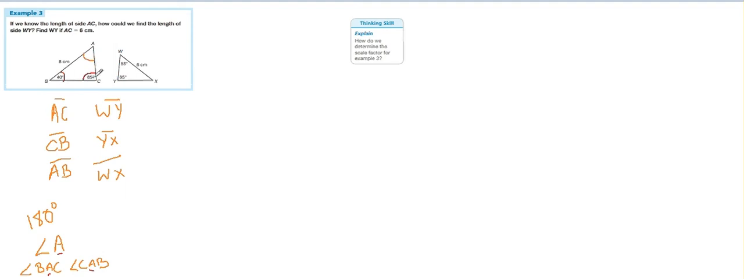The largest angle is always opposite, right? It doesn't touch immediately, but it's opposite from the largest side. The largest angle is always opposite the largest side. And by extension, the smallest angle will be opposite the smallest side.